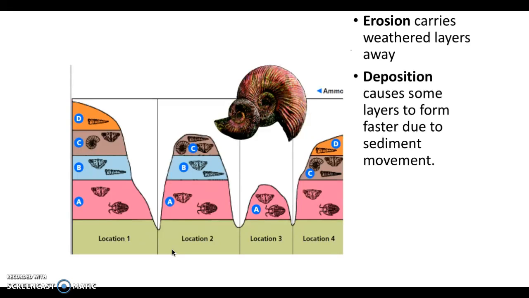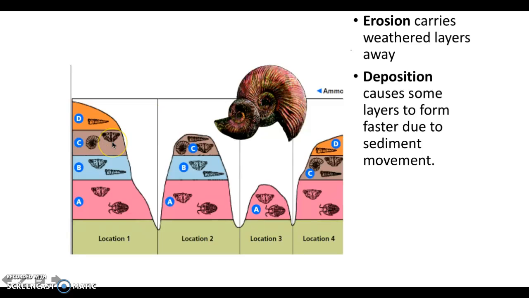Erosion, we know that weathering breaks rocks down, erosion carries that away. And then deposition causes some layers to form faster due to sediment movement. So deposition, it's like depositing something into your bank account. Depositing means you're putting something in. So that's when sediment comes in. But you can see on this picture, if sediment is swept into this area, it's going to layer itself here, and then layer itself some down here, and layer itself here. So these layers are going to have to be interpreted differently.